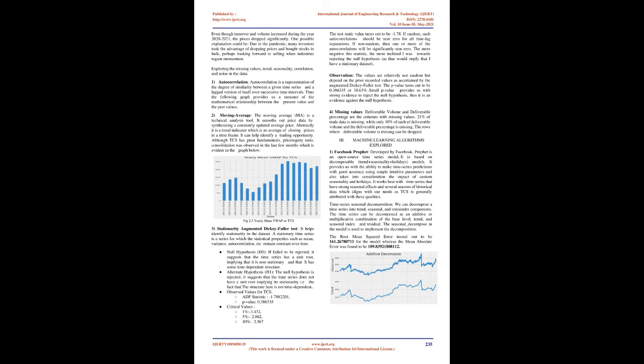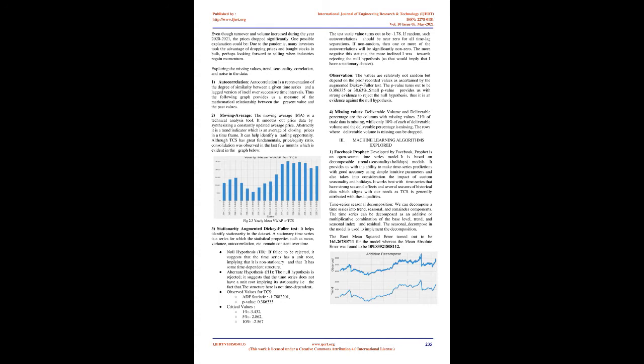2. Moving average. The moving average, MA, is a technical analysis tool. It smooths out price data by synthesizing a constantly updated average price. Abstractly, it is a trend indicator, which is an average of closing prices in a time frame. It can help identify a trading opportunity. Although TCS has great fundamentals, price-to-equity ratio consolidation was observed in the last few months, which is evident in the graph below. Fig 2.3 Yearly Mean VWAP for TCS.